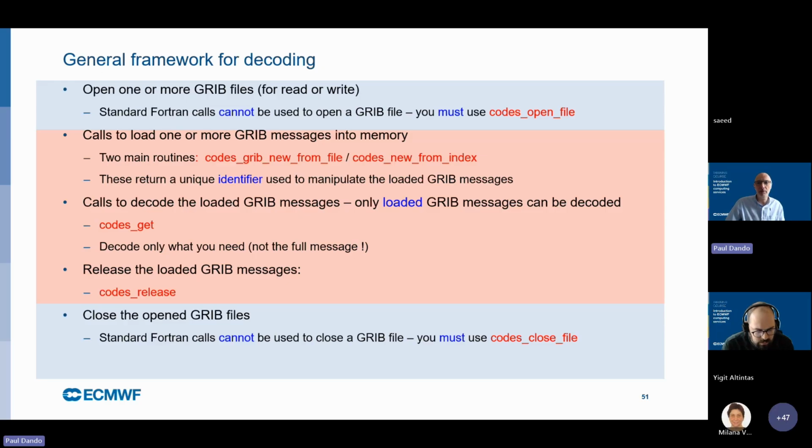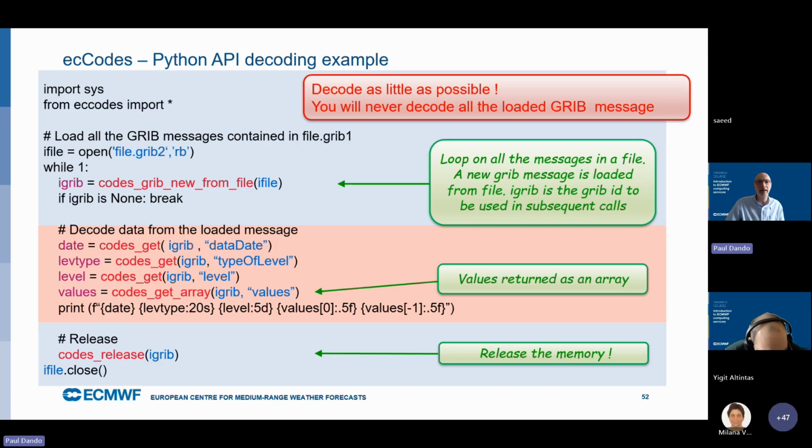So here's a little example of how it looks in Python in one page. Here I'm importing everything from ecCodes, so I can just use the function routines directly. I load the message from a file. The comment actually says file.grib1, and I'm actually loading file.grib2 here, I can see. And then I'm starting a loop where I have calls in the loop to codes GRIB new from file. It points at the file I've opened, and I create this GRIB handle or this identifier called iGRIB. And when I hit the end of the file, iGRIB will be set to none. So then I can drop out of the loop and I close the file.